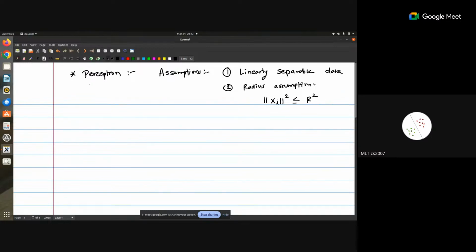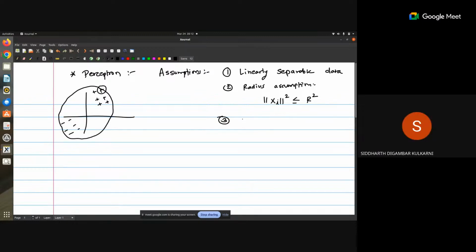So that means if you have the data such that, let's say, all these positive data points are here and all the negative data points are on this side, this data set is linearly separable, definitely. Let's say this is the outermost data point. You are saying that all the data points lie within that radius, or within a circle. That was one of the assumptions, which is called the radius assumption.